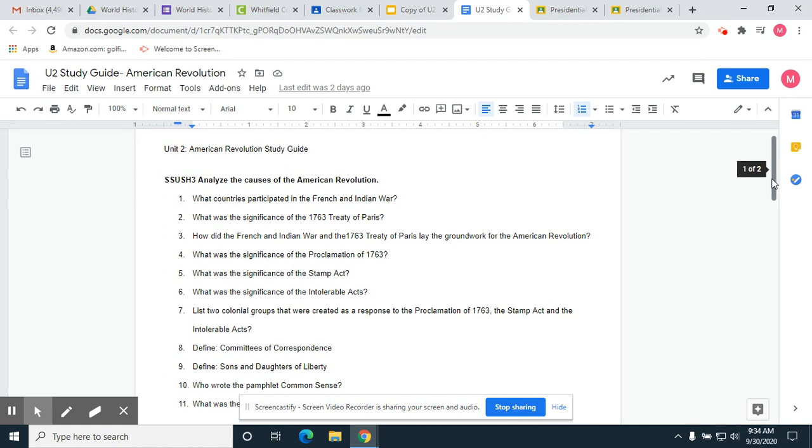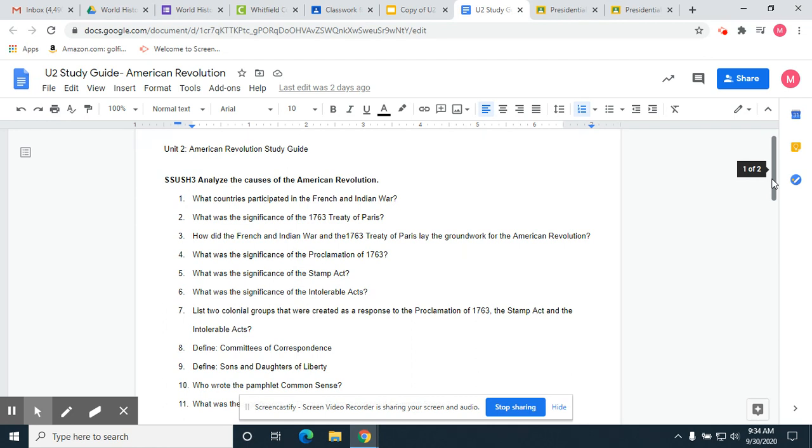Number two, what was the significance of the 1763 Treaty of Paris? Okay, this treaty said that France would give up all of its land in Canada and all the way west to the Mississippi River.